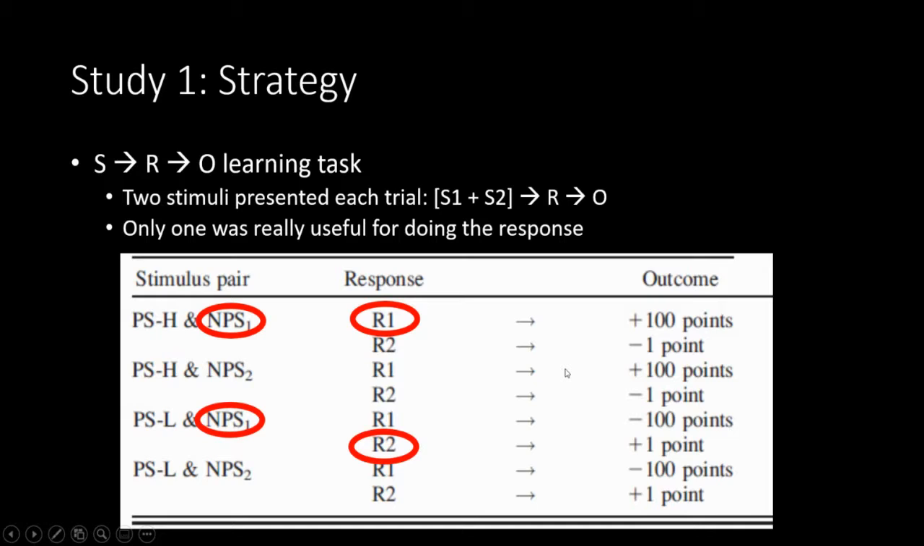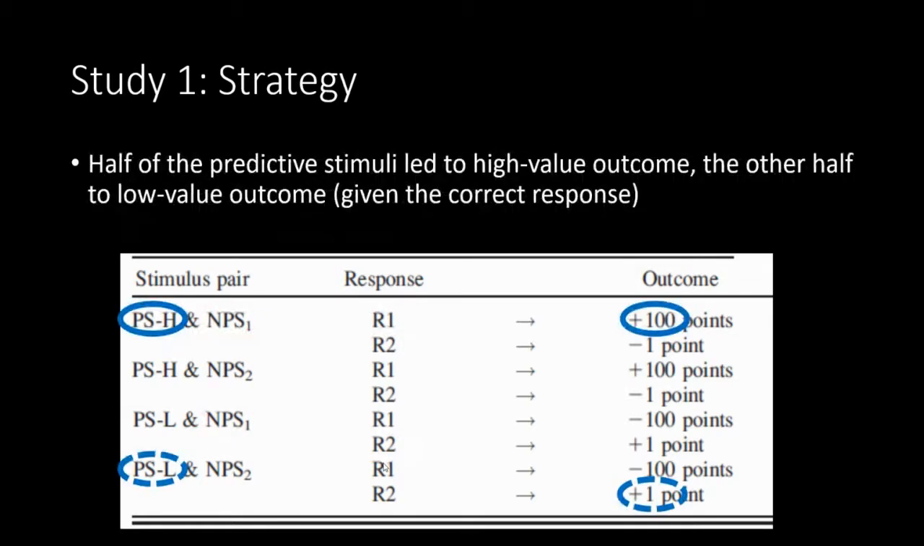The NPS stimulus is a non-predictive one because half of the time that we presented that stimulus the response was 1, but the other half it was 2. So you don't know which one it is going to be just by looking at that stimulus. Also, we have the outcome value manipulation. So we have a high value stimulus where, if you make the correct response, you get a lot of points, and a low value stimulus where, if you make the correct response, you get only 1 point. It's good, but it's not as good as the other.